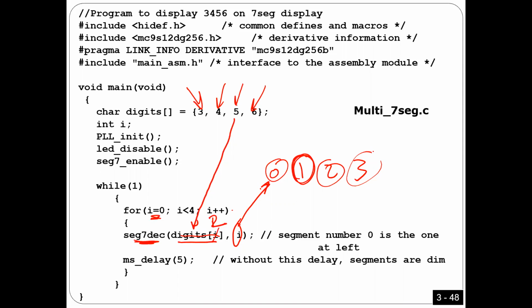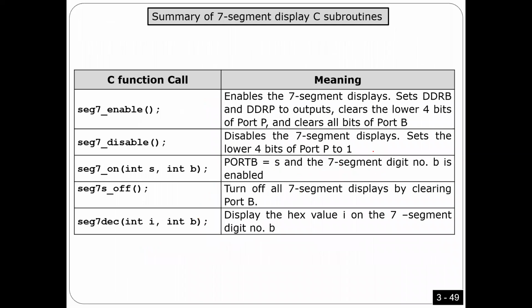So now I just want to summarize the functions we have for the 7 segment. I already explained this one: 7 segment enable, and we have 7 segment disable. Very easy, right? Then we have segment 7 on. Remember, whatever you put here has to go to port P. So you have to put the code, not the number. So you have to put here 3F, the code, not the number, right?